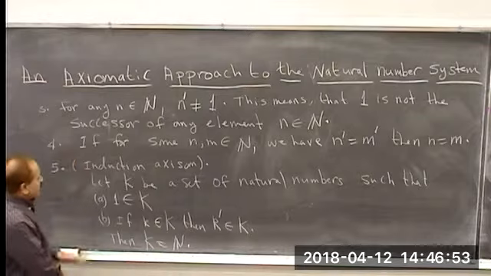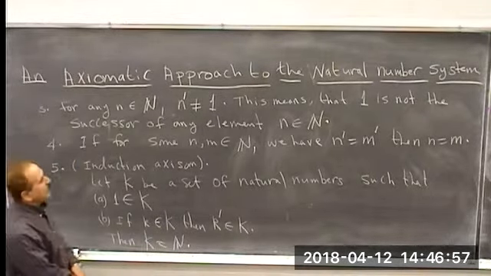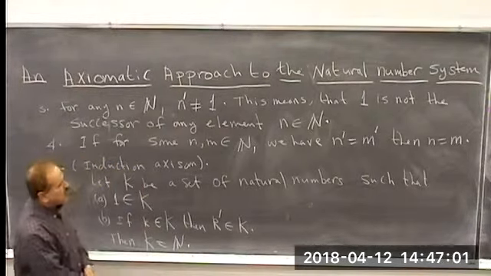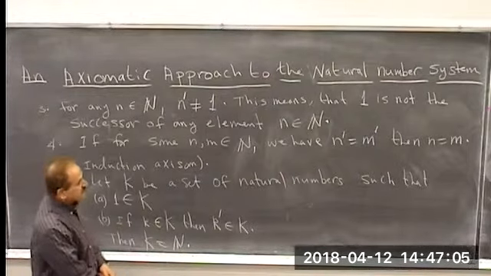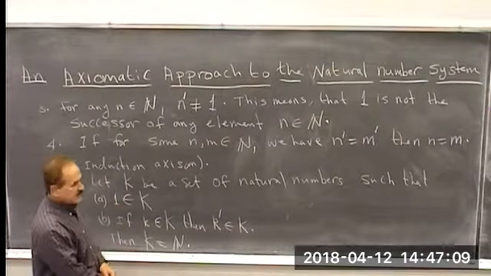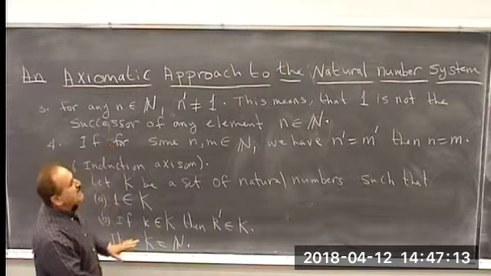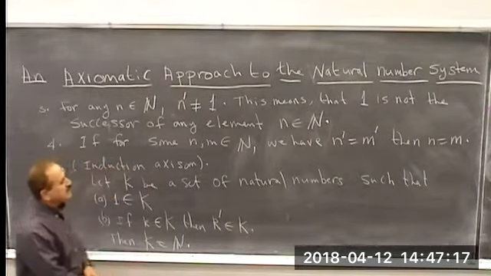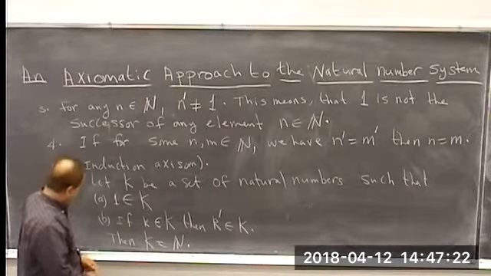All right, so these are the 5 axioms from which we can actually derive all the properties of natural numbers, as well as build the system of integers, rational numbers, real numbers, complex numbers. Just using these axioms you can prove everything you know about these different number systems.